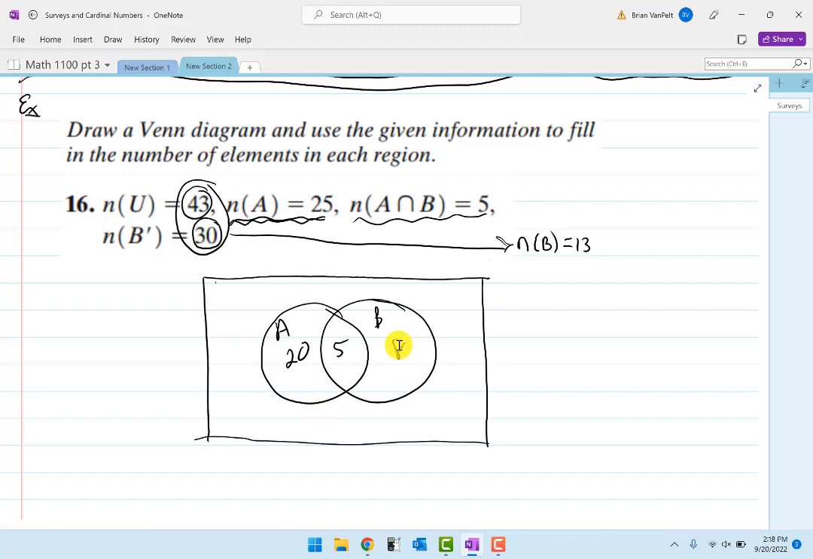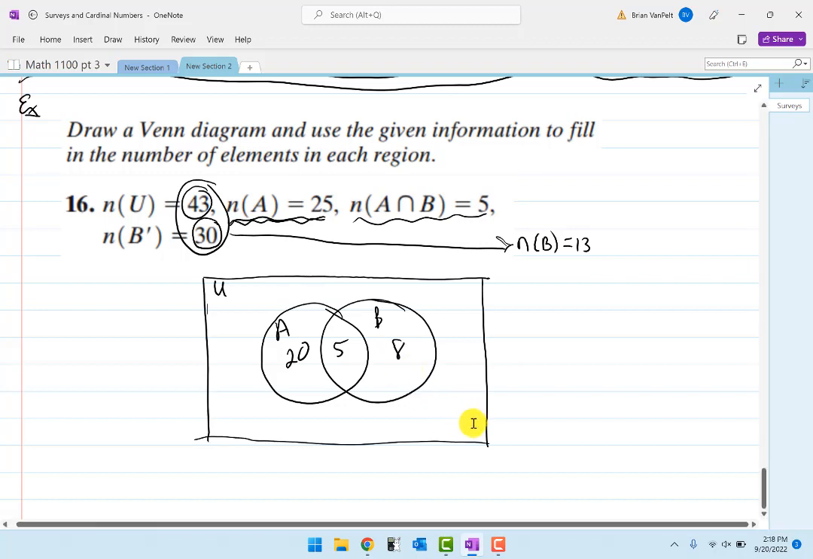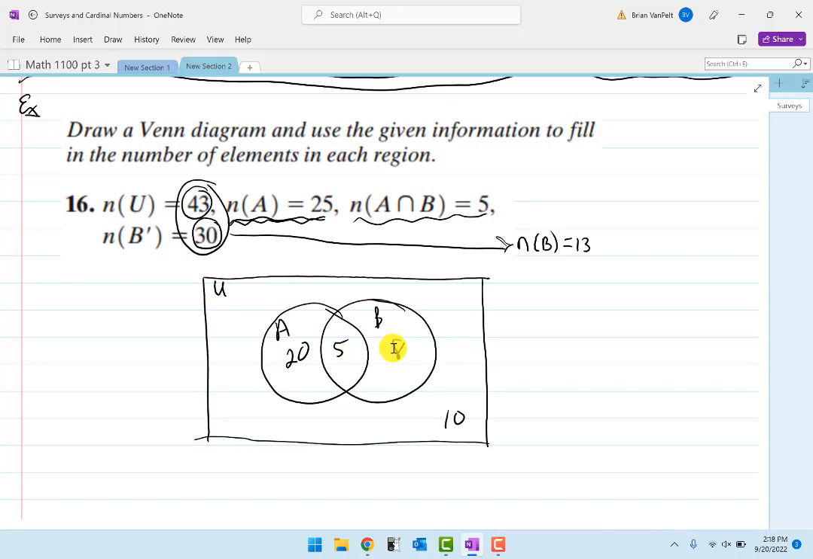I'm not quite done yet. They want us to fill in all regions. There is a region out here. Remember, there's 43 people total. Inside of here I have 33 people. So that must mean I have 10 out here.